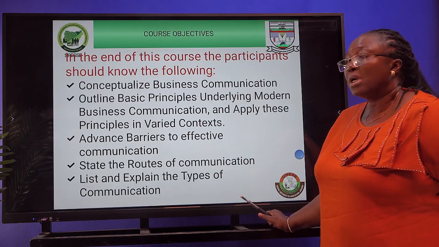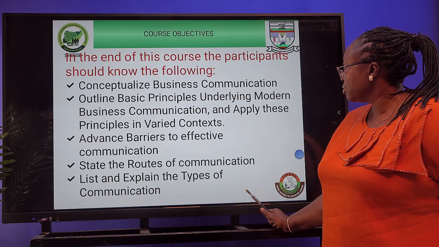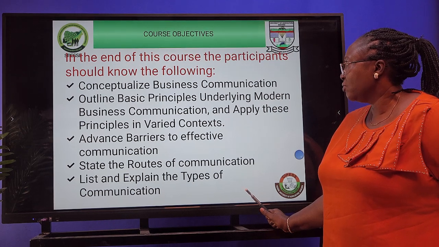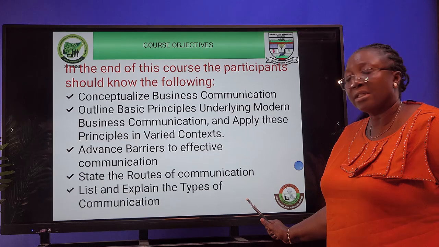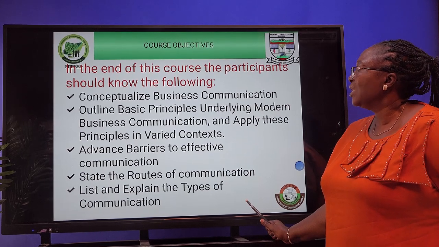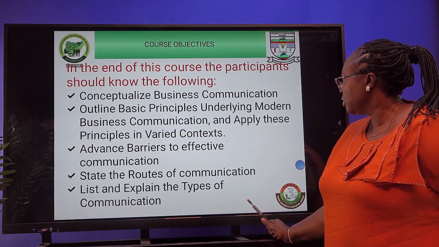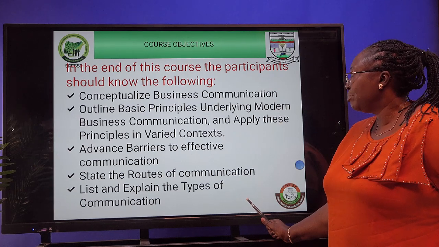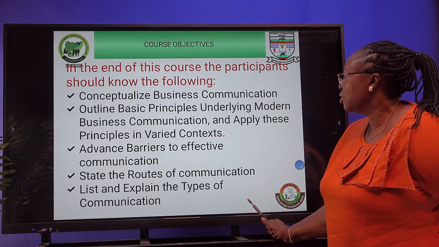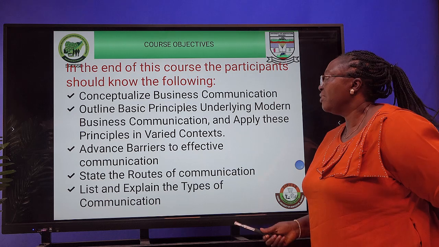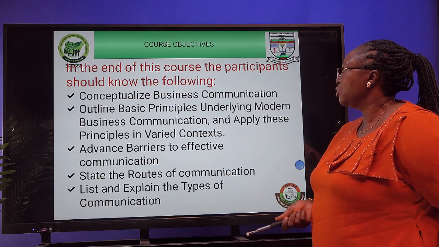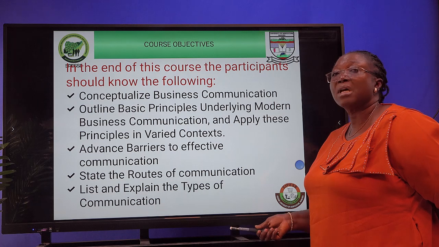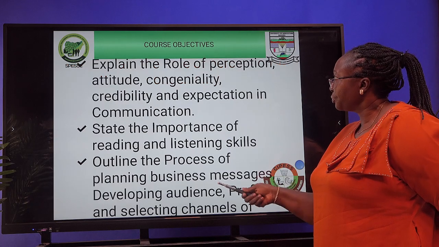So, as participants in this course, you should have a clear understanding of the concept of business communication, as I did mention. You should be able to underline the basic principles underlining modern business communication and apply these principles in varied contexts. You should be able to advance barriers to effective communication and state the rules of communication, list and explain the types of communication.